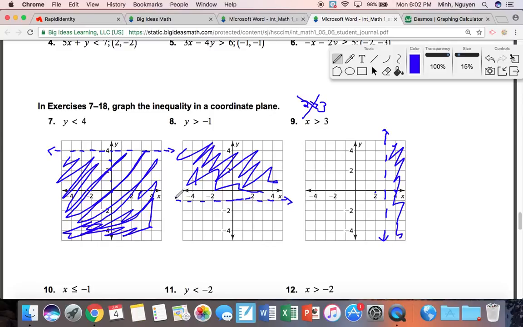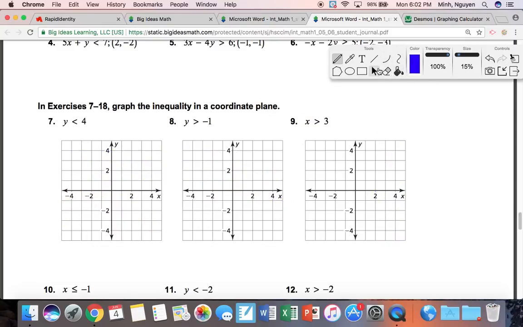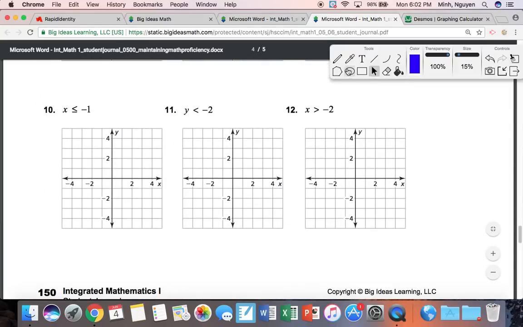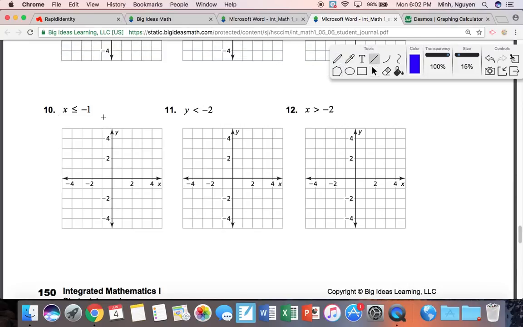inequality. Sorry, let me make those lines. And the rest of these are exactly the same as 1, 2, 3. The only difference is number 10 will have a solid line. So that will be x is equal to or less than -1. So it looks like this. And you have to figure out which side it goes on. Okay, moving on.